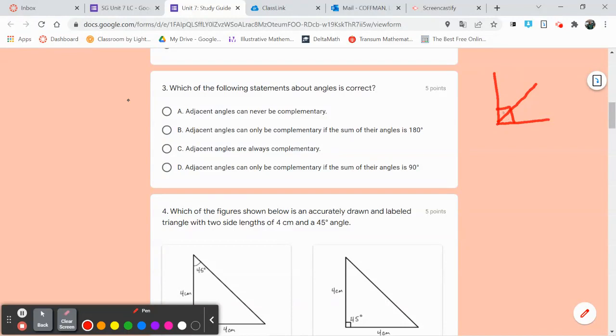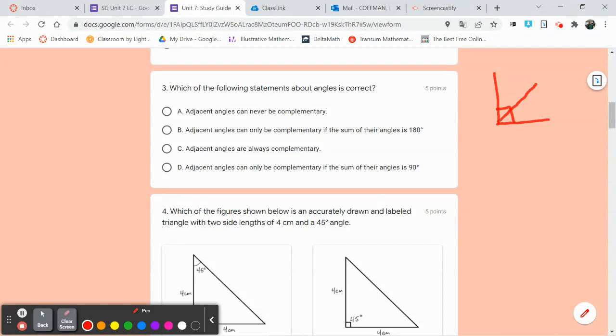They share a vertex, they share a side. Those right there are adjacent angles that are complementary. So that is not correct, because we saw we can do it. Okay, B, adjacent angles can only be complementary if the sum of their angles is 180. Well, that 180 makes it wrong because complementary, the sum is 90. So that is not correct.